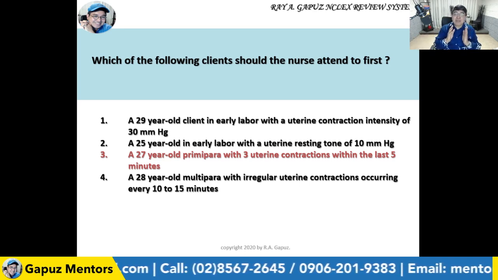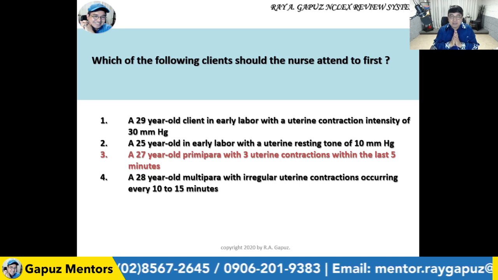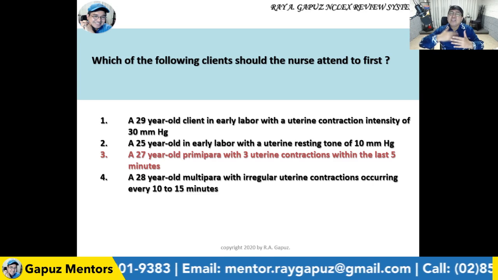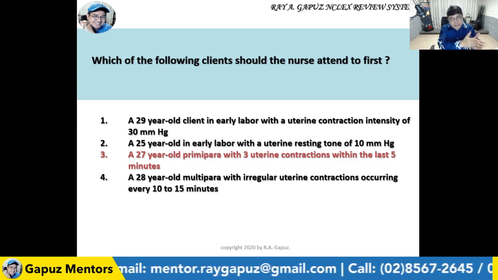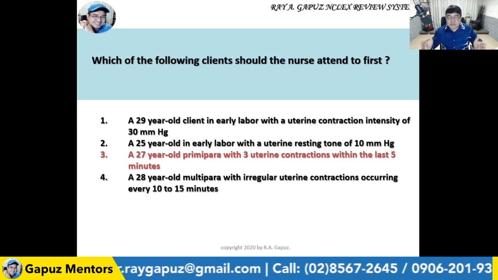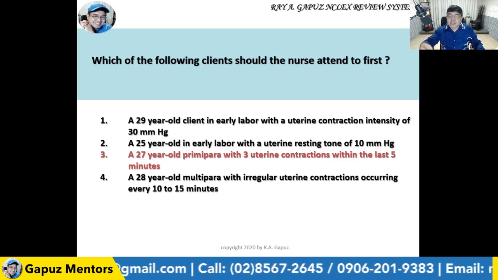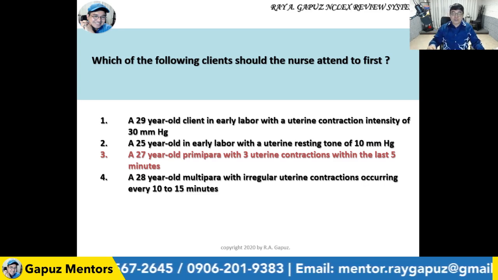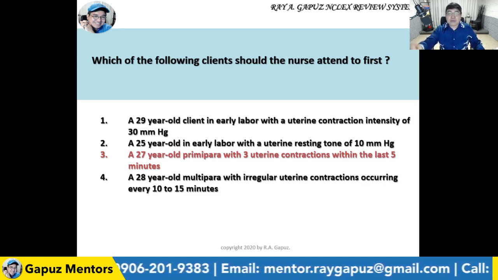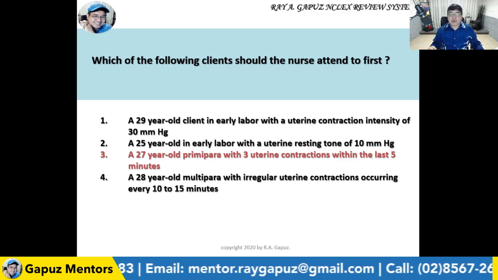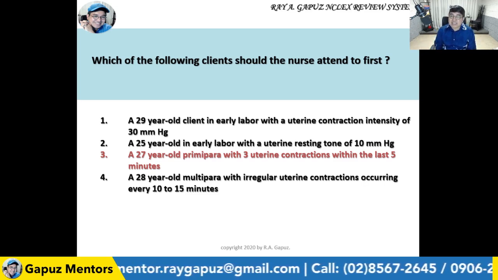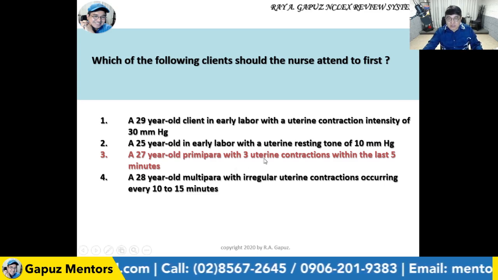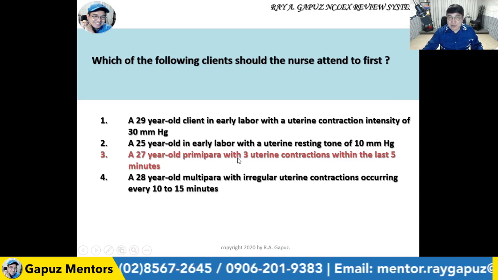So this simply means that a client whose uterine contractions last longer than the normal 30 to 90 seconds within the first stage of labor could be at risk for uterine hyperstimulation. Uterine hyperstimulation. So what does that tell us? We need to compute why number 3 is our answer.